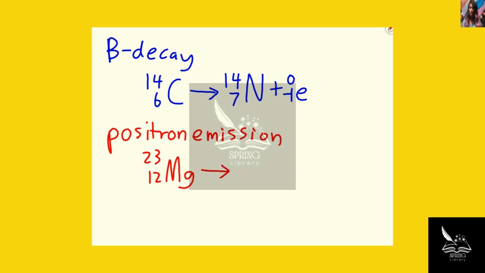In this case, instead, a proton is going to decay into a neutron, as we see here. And instead of an electron being ejected, it will instead be what's called a positron, the antimatter equivalent of an electron.